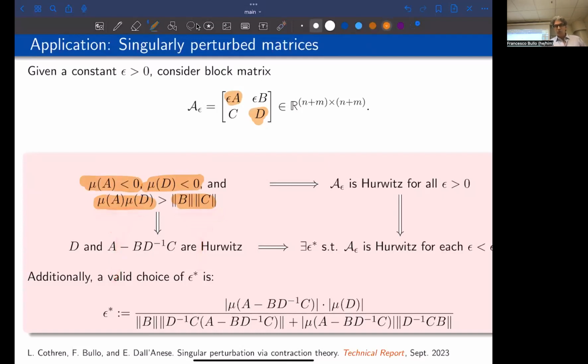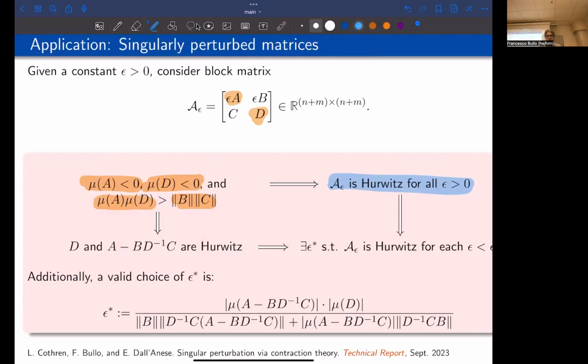Then what I can prove using the theorem that I've shown to you is that the block matrix is Hurwitz, and it is Hurwitz for all epsilon. By the way, notice that epsilon multiplies A and B. So if you come here, there's an epsilon on the left-hand side and an epsilon on the right-hand side, so they just simplify. So that's why the test here does not depend upon epsilon.